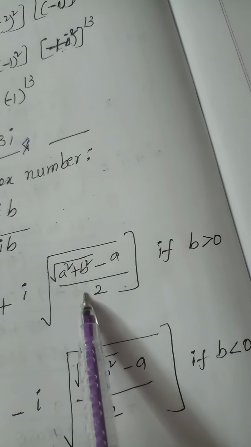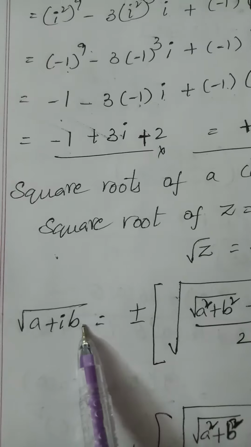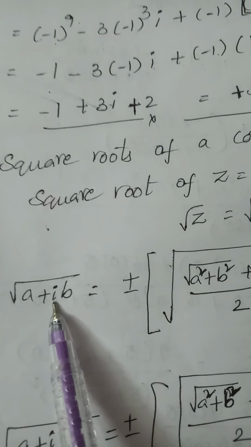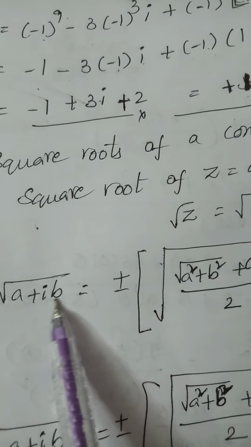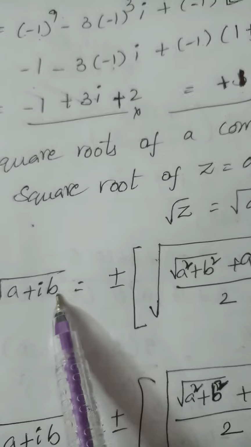Here the first formula has the condition: if b is greater than 0. Look here, what is b? b is the coefficient of the imaginary number. a is the real part and b is the imaginary part.